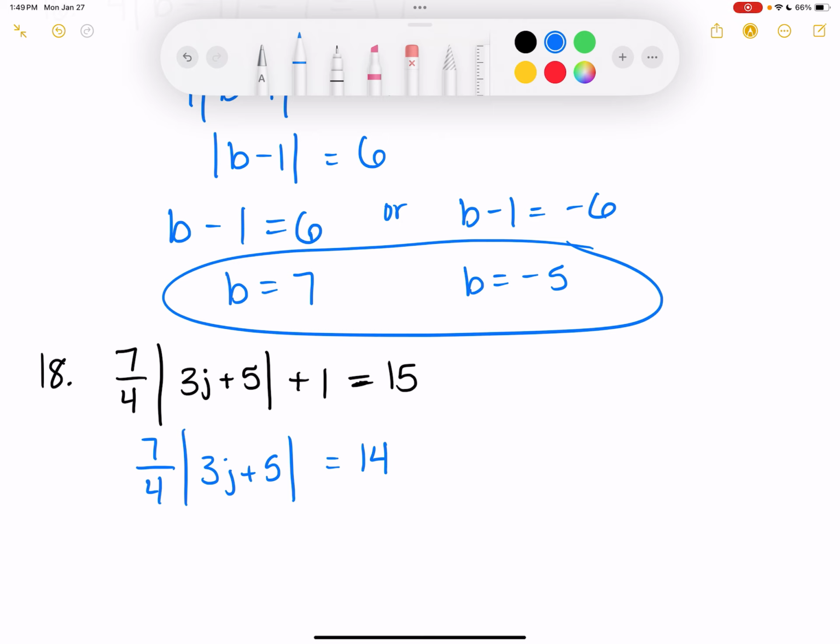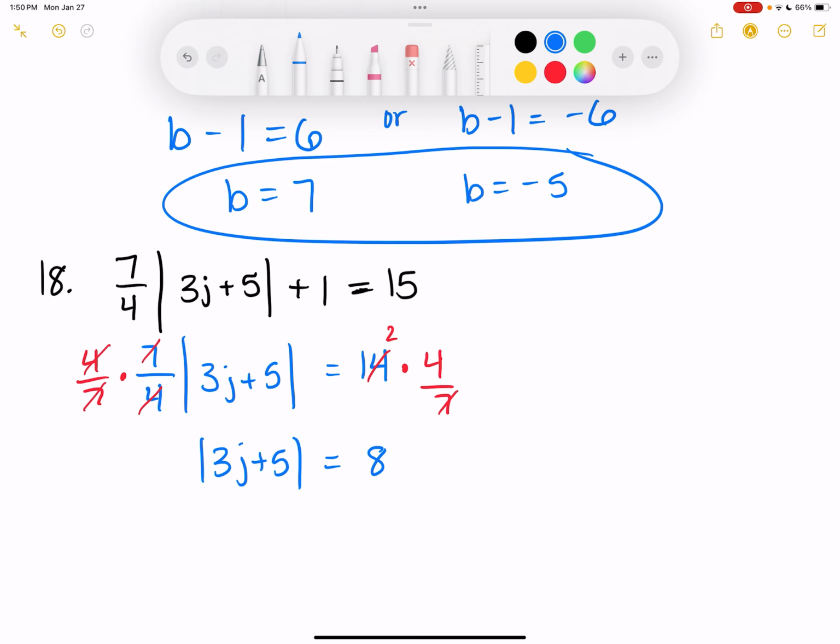Now, I cannot distribute into an absolute value. Absolute value symbols don't work like parentheses. So I need to multiply by 4 over 7 on both sides. Normally we haven't been writing that, but I just want us to be able to see it. So this stuff cancels out over here. Over here, 7 and 14 will reduce. So then I get 2 times 4. So I have the absolute value of 3j plus 5 equals 8.